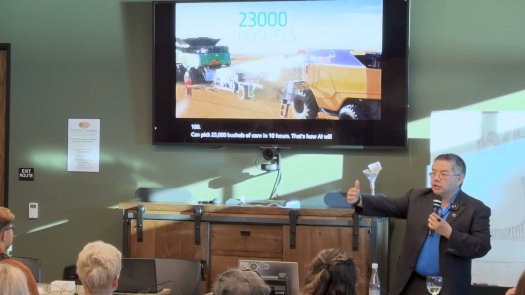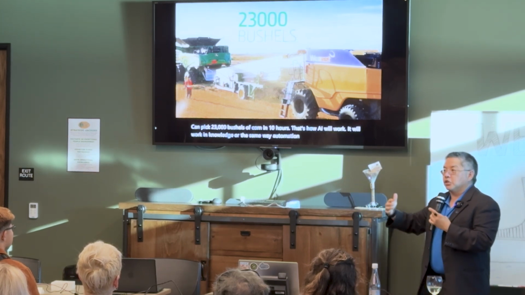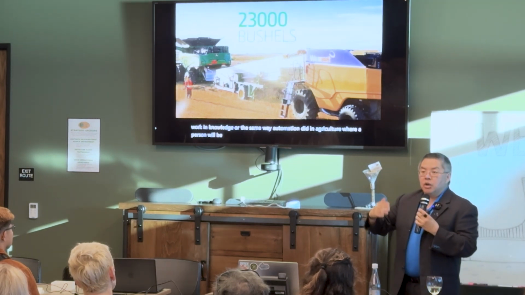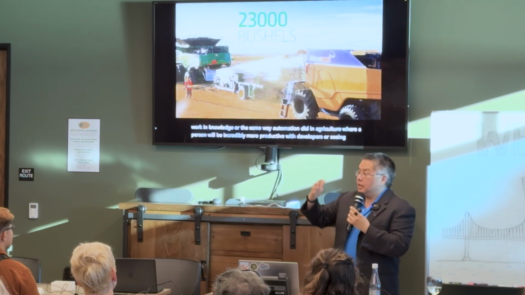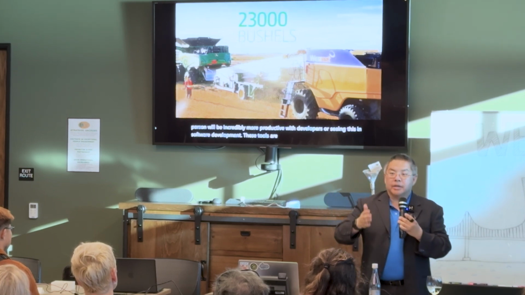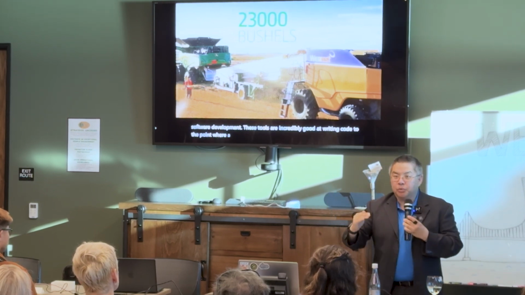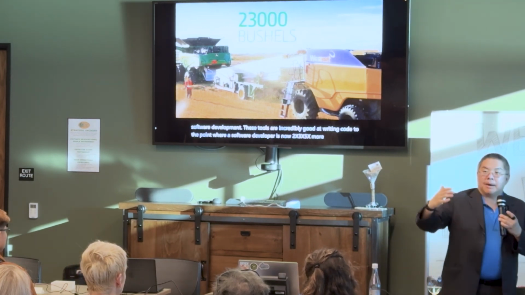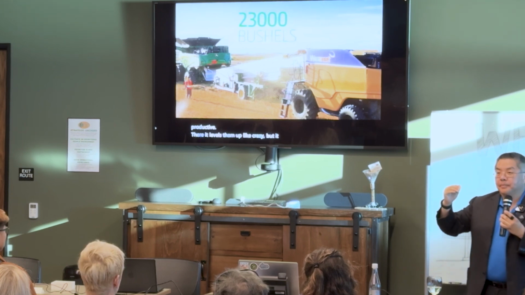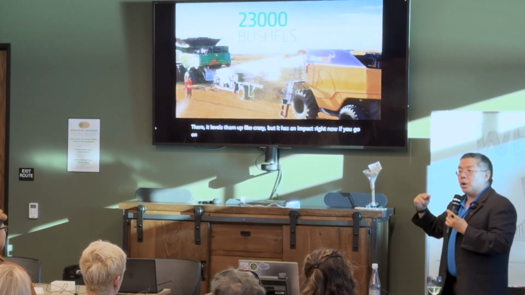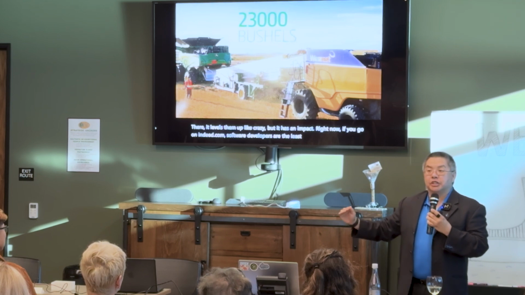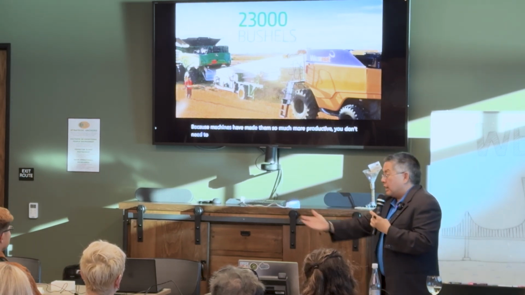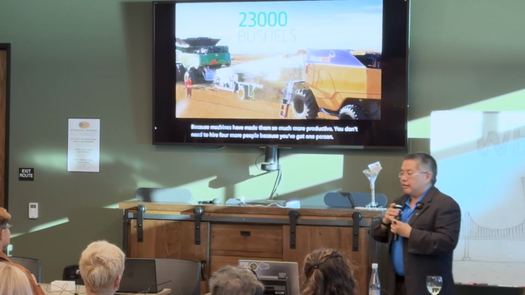It will work in knowledge work the same way automation did in agriculture, where a person will be incredibly more productive. With developers, we're seeing this in software development. These tools are incredibly good at writing code to the point where a software developer is now 2x, 3x, 5x more productive. It levels them up like crazy, but it has an impact. Right now, if you go on Indeed.com, software developers are the least in demand of any profession because machines have made them so much more productive. You don't need to hire 4 more people because you've got one person who can do the work of 5.